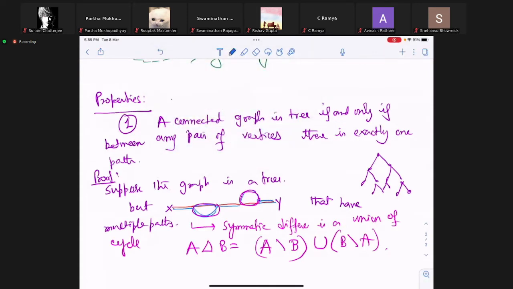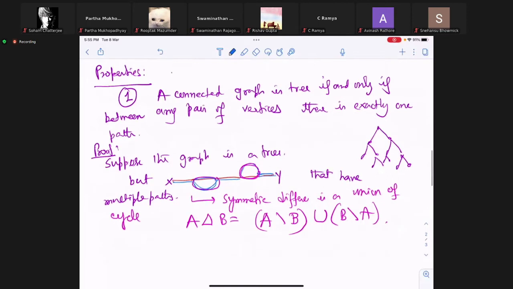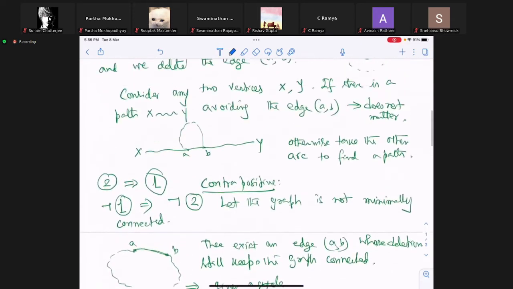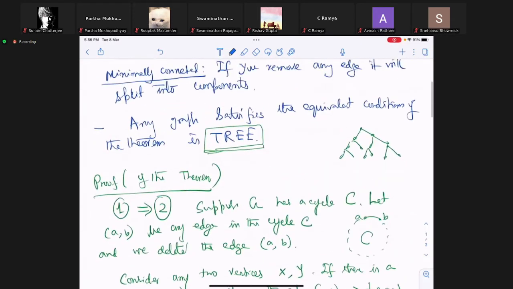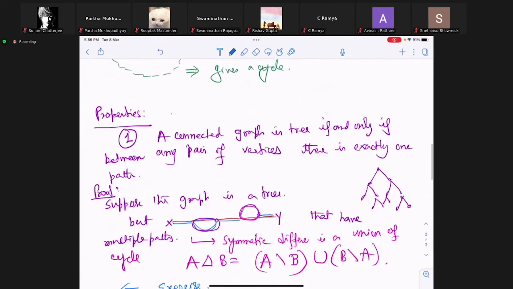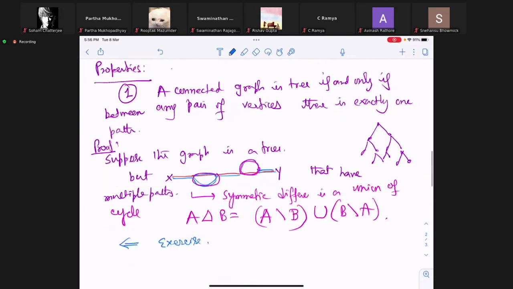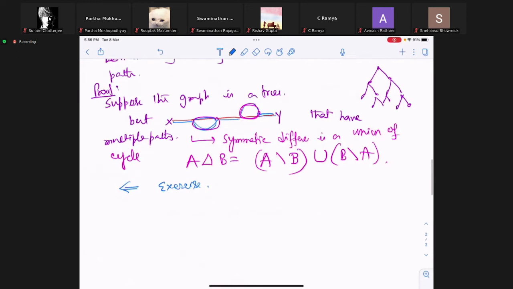There is a variety of ways to see this thing, in fact. And the other direction is also very simple. I just leave it as an exercise. Okay, so far we know that they are minimally connected, equivalently no cycle, and between any pair of vertices there is a unique path. All such things are true with your basic running example.